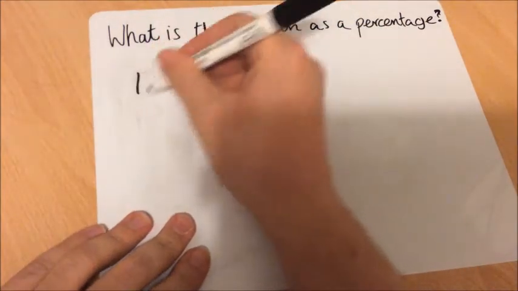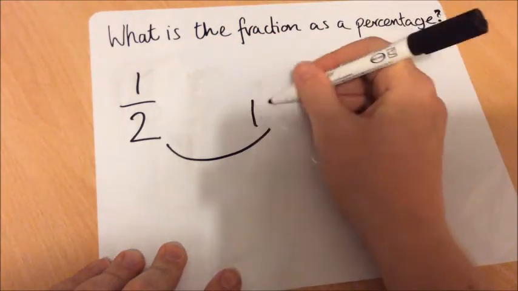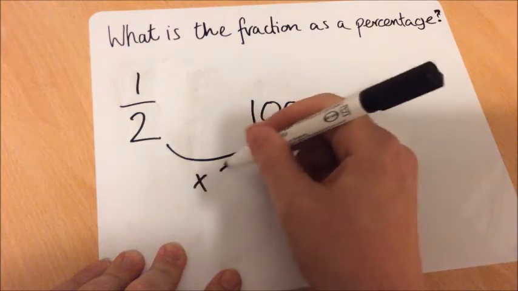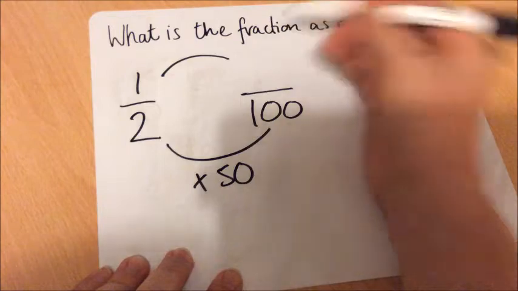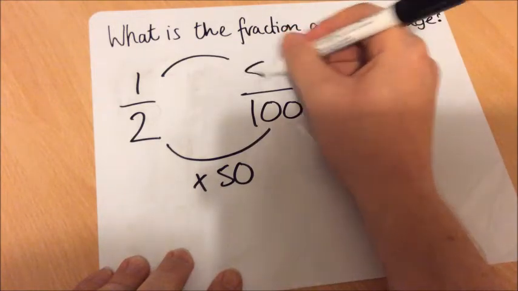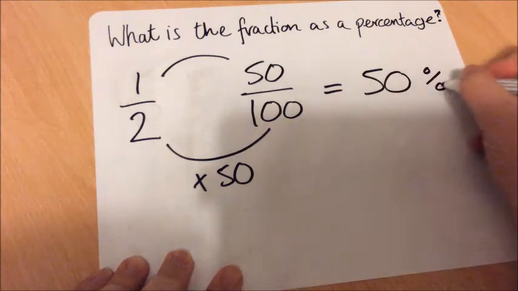If you have 1/2, change the denominator into 100 by timesing by 50. 2 times 50 is 100. So again, you do the same to the numerator at the top. 1 times 50, 50, which means that that would be 50%.